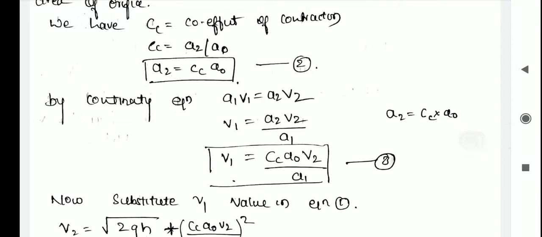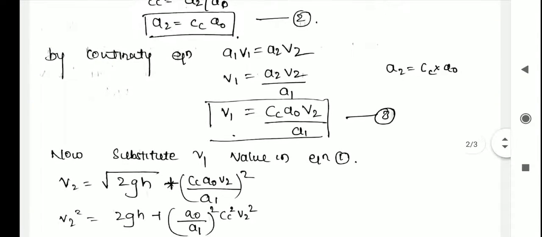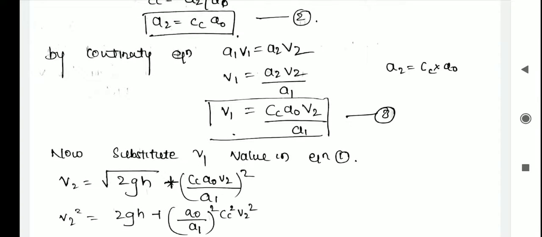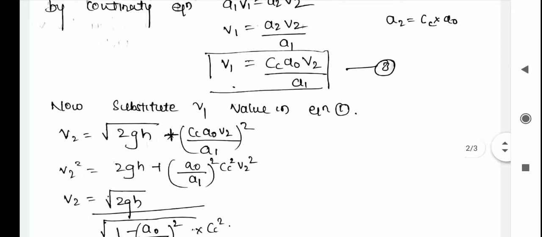By the continuity equation, A1 V1 is equal to A2 V2. We want V1 here, so V1 is equal to A2 V2 divided by A1. A2 is Cc into A0, so putting that value in, V1 is equal to Cc into A0 into V2 divided by A1. Call this equation 3. Now substitute the V1 value in equation 1.